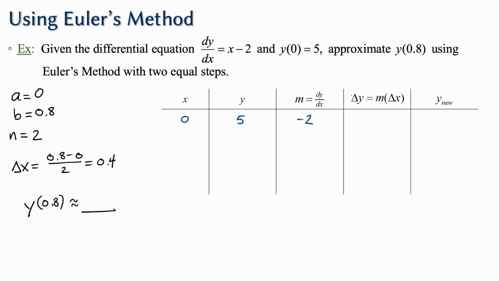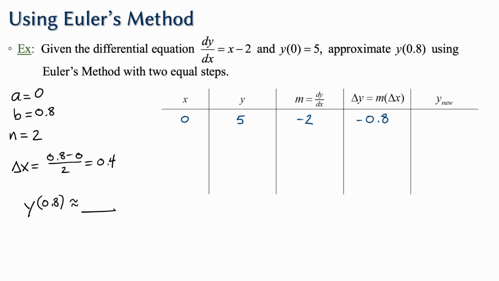Now, again, to figure out what my delta y is, we're going to take our slope, the number we just did, and multiply that times how big of a step we're taking, our delta x. So that means we're going to take our negative 2 times 0.4. We take our slope times our delta x, and that will happen every time in this step. So if I take negative 2 times 0.4, that's going to give me negative 0.8.